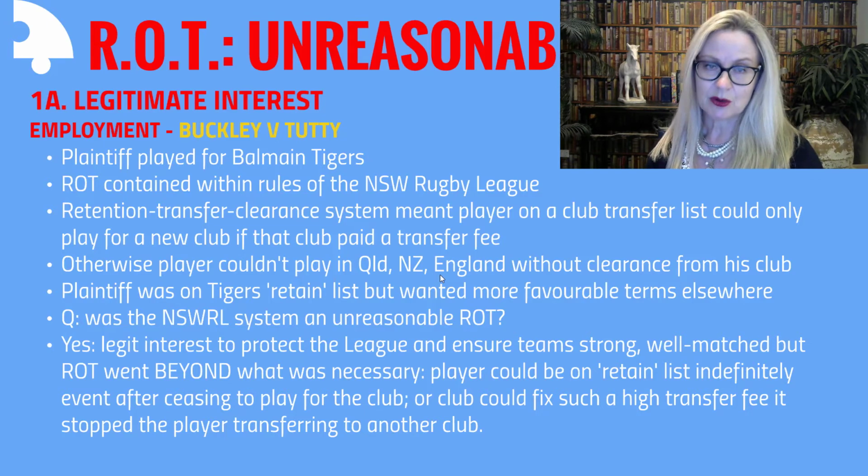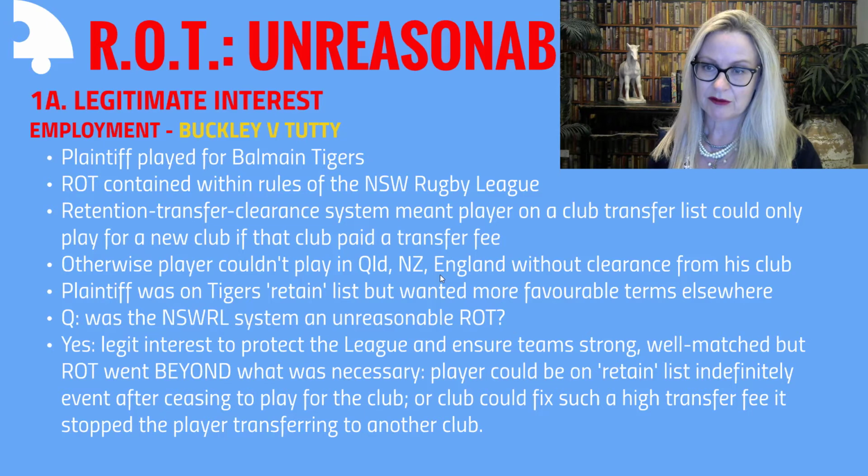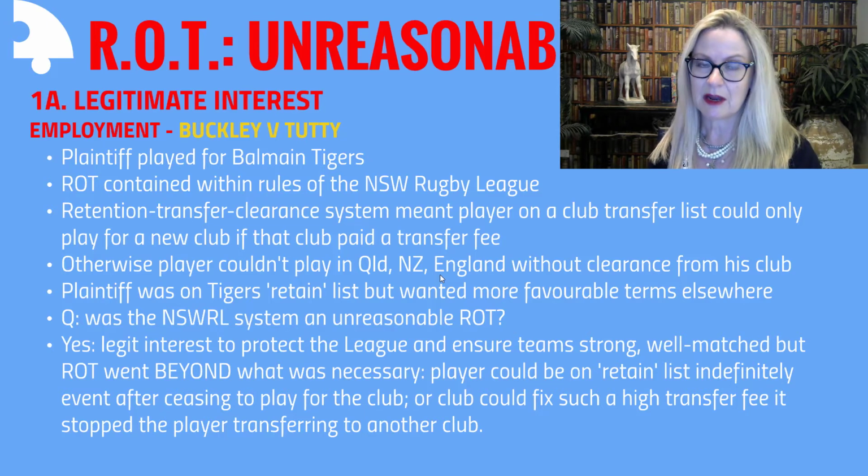Otherwise, that player couldn't be released to transfer elsewhere. The plaintiff was on the Tigers' retain list, but he wanted to seek more favourable terms elsewhere. And the question was: was this system set up in the New South Wales Rugby League rules an unreasonable restraint of trade? The defendant argued that the restraint was reasonable between the parties because it said that the New South Wales Rugby League had a legitimate interest in ensuring that teams were strong and well matched.